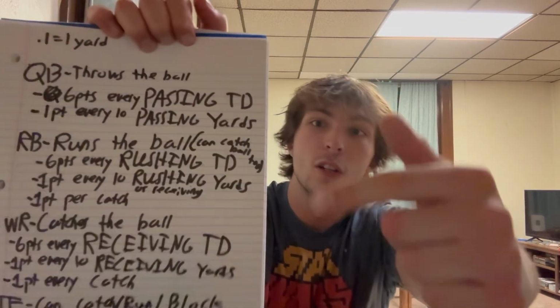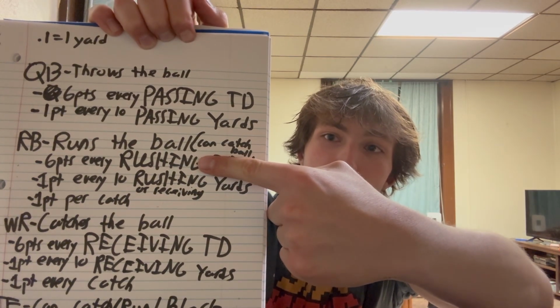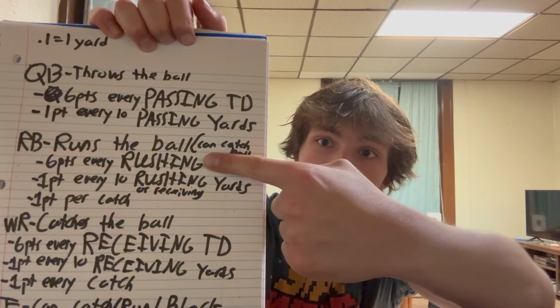All right. Next, the running back. The running back runs the ball. He can also catch the ball, though. So you get 6 points for every rushing touchdown. I understand everything is backwards. 1 point every 10 rushing or receiving yards. And you get 1 point if he catches the ball. Not if he runs the ball, if he catches the ball.